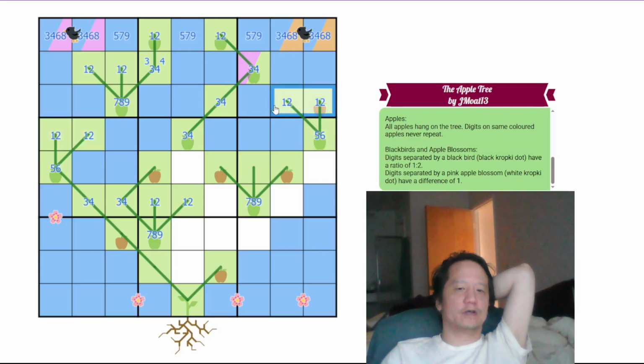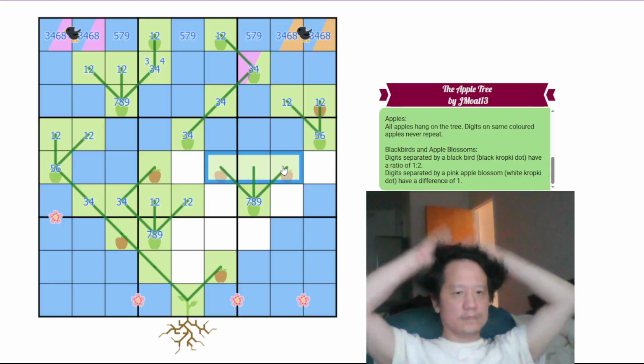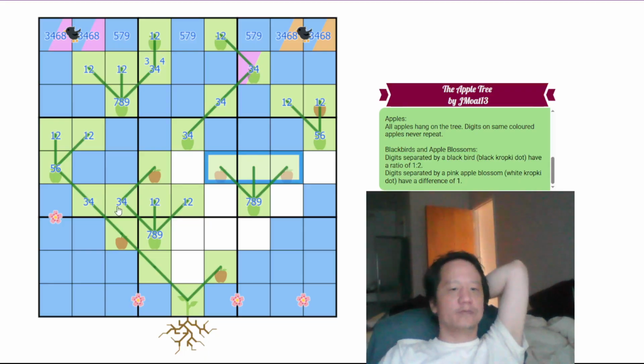This 5, 6 pair guarantees this has to be 1, 2. So there can't be 1, 2 here. This is 7, 8, 9, so it has to go to all of these. This is 7, 8, 9, so it has to go all of those. This can't be 1, 2 because of the 1, 2 pair, so it must go up 1.